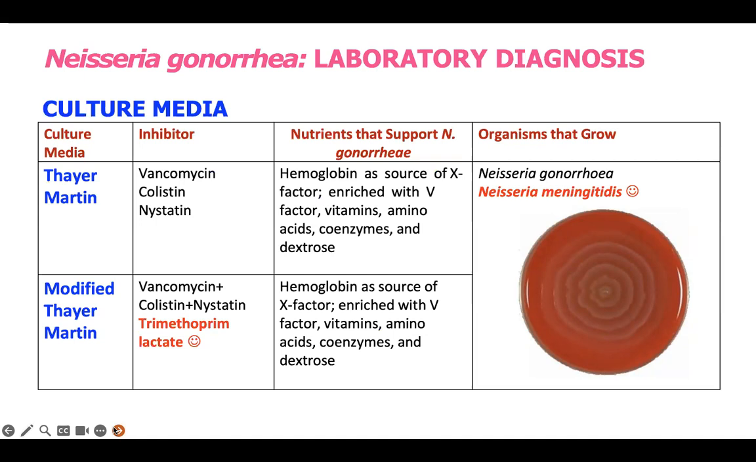fungal organisms. Okay? So, syempre, ang mga nutrients doon, nandun si X factor, nandun si V factor, may vitamins, may coenzymes, dextrose, no? Si modified Thayer Martin naman, halos pareho ng laman, nag-differ lang sila sa inhibitory substances. So, meron din siyang vancomycin, may colistin, may nystatin, at may additional na sangkap. Okay? Ang trimethoprim lactate. This is used to inhibit the swarming. Okay? Swarming growth of proteus. Minsan kasi, nagko-contaminate si proteus sa culture natin. At ganito yung kanyang colony.